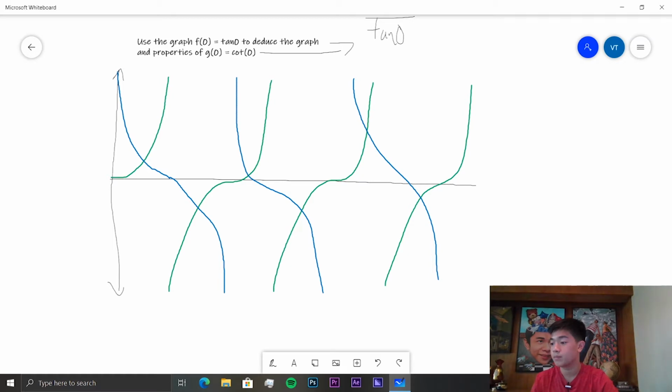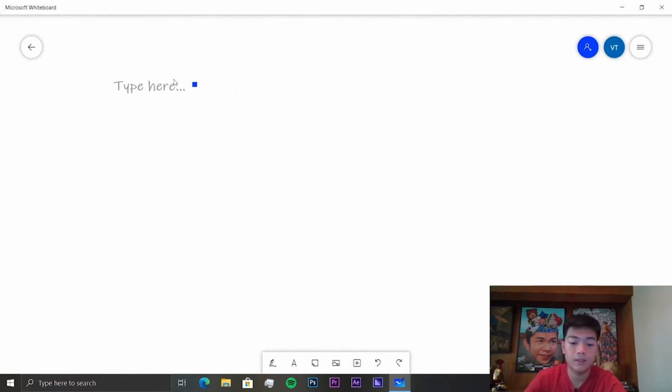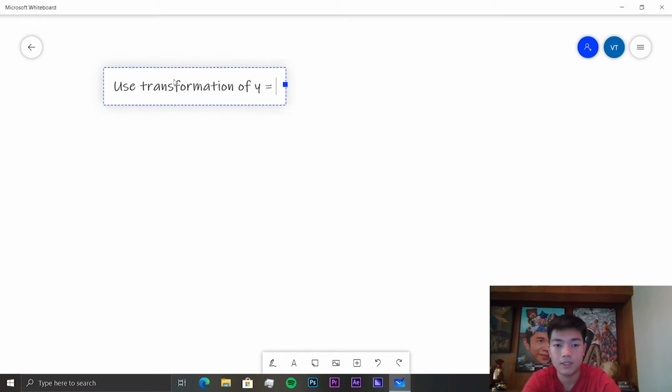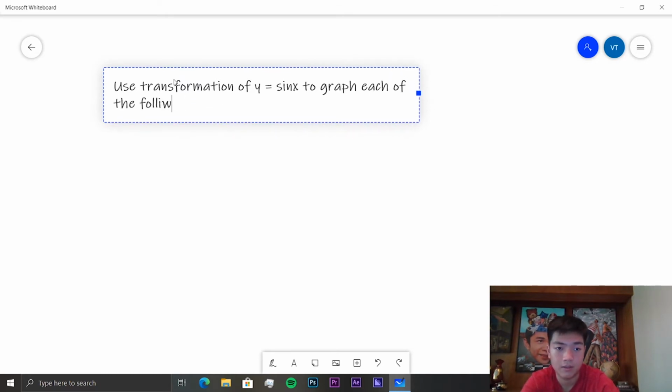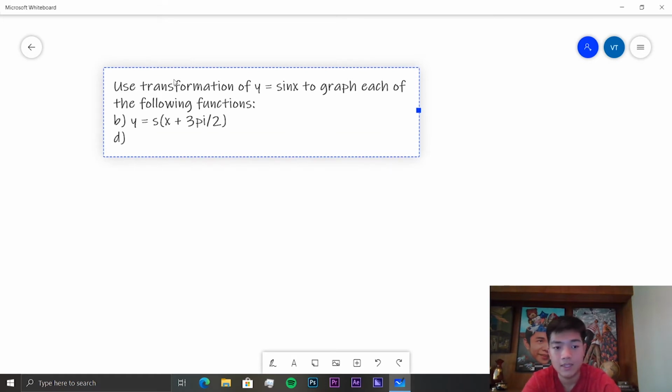Yeah. So next, we have: use transformations of y is equal to sine x to graph each of the following functions. And we have y is equal to sine of x plus 3 pi over 2, and y is equal to 2 sine of 4x plus pi, minus 1.